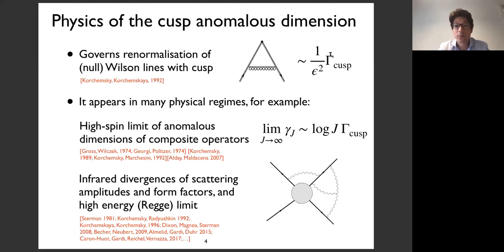Beyond appearing in Wilson loops, it's really a universal quantity that governs many physical processes. For example, it appears as the high spin limit of the anomalous dimension of composite operators. Also, very prominently, it governs the infrared singularities of scattering amplitudes, and it also appears in the high energy limit. So these are just a few cases. More generally, I would say that in more or less any singular limit that you wish to take in a gauge theory, it's quite likely that this object shows up.